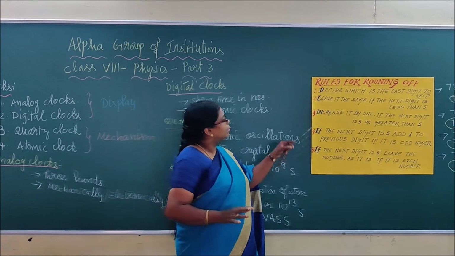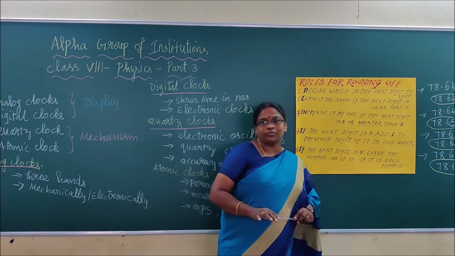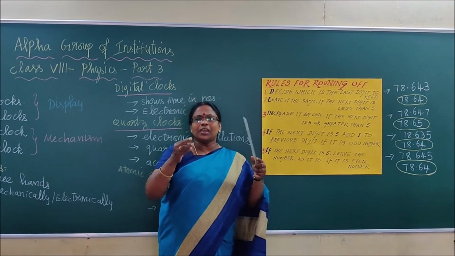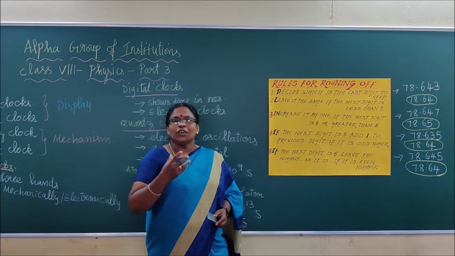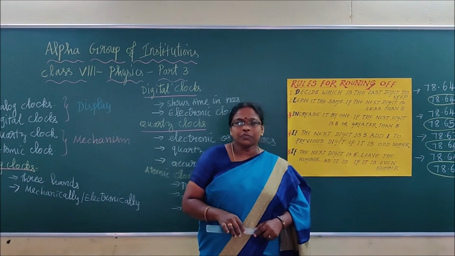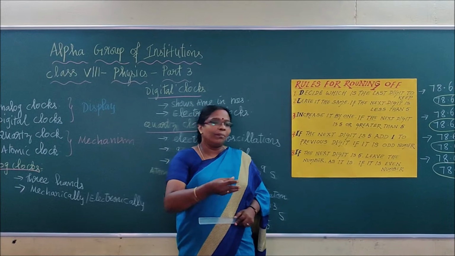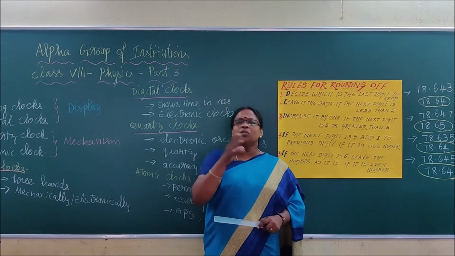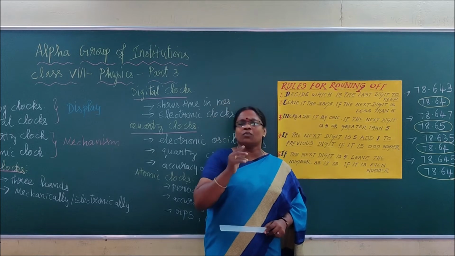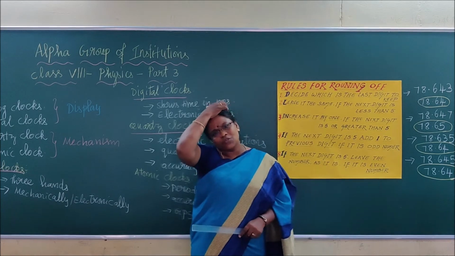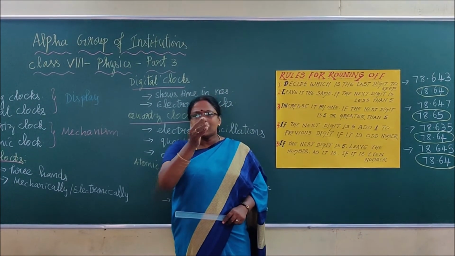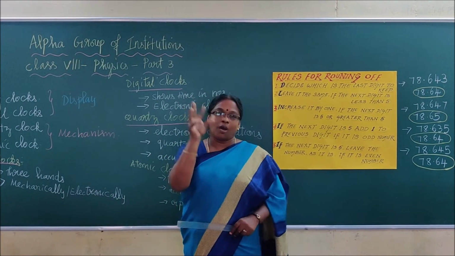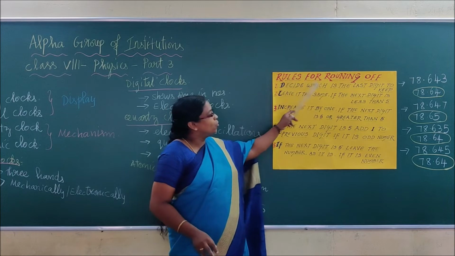Now come here, rules for rounding off. If you have a number, children, for example, if you are going to a vegetable shop, right? If we buy vegetables for 19 rupees, how much in a rounded off way will we say? I bought vegetables for 20 rupees. So the nearer value we will say, right? So for that rounding off, we follow some rules.